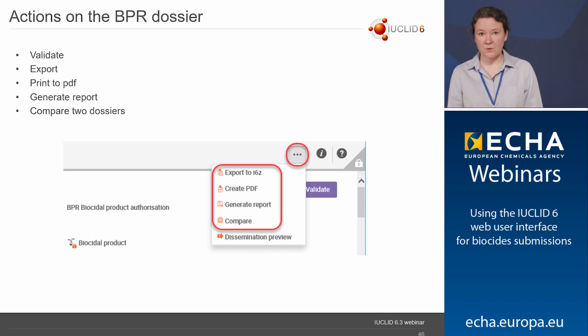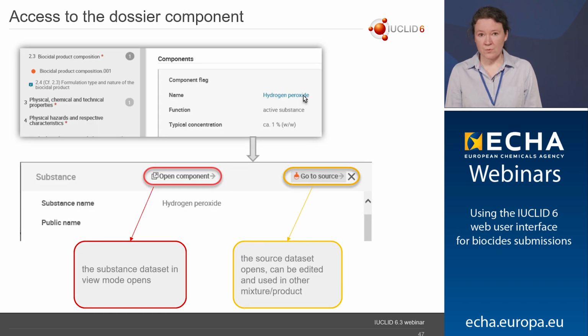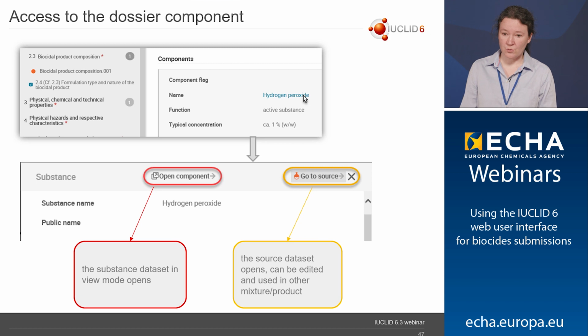What are the actions that you can perform on the BPR dossier? As I mentioned, you can validate, you can also export IUCLID file, you can print to PDF, you can generate report, and you can compare two dossiers. Also, when you are in the composition in the dossier, biocidal product composition, you have two possibilities. When you click on the substance, you can open the component. This opens the substance dataset in view mode only, as it is in the dossier, and you can also go to source, and the source dataset opens. You can edit, and you can use it in other mixture products.